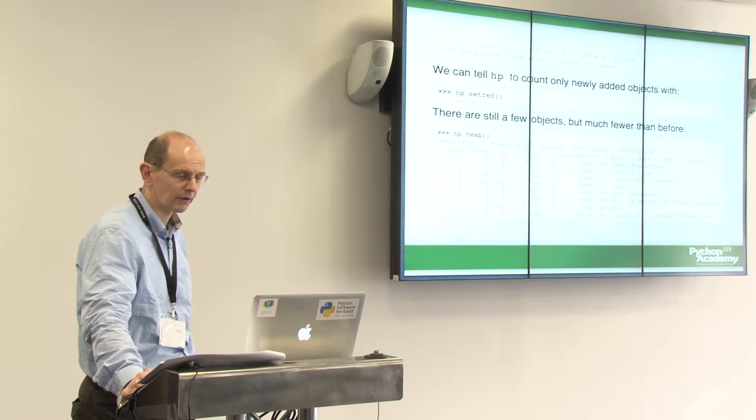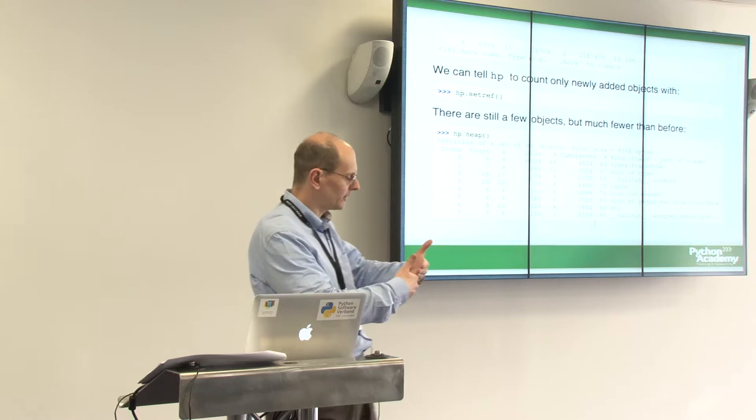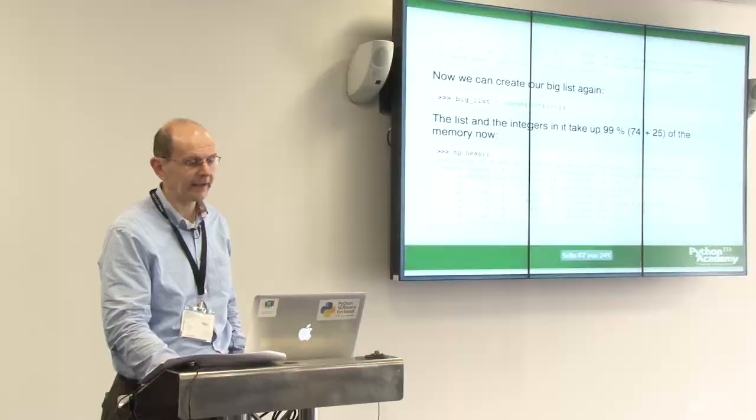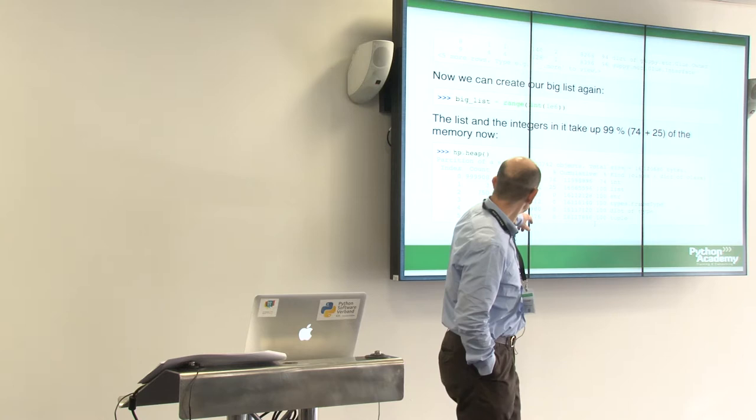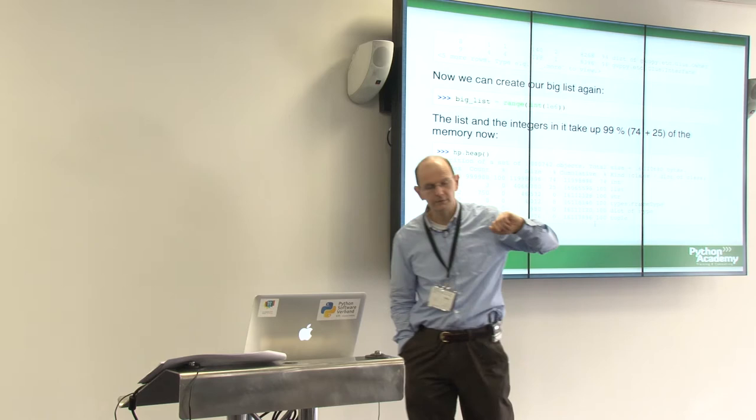Now you can say setref. Now you can do something and measure again and see how it changed. That's what I'm doing now. So I can create my big list again. And then I do another heap here, and then you see pretty much about 99% is sitting in my list. The 1% is some kind of error, which is a measurement problem.